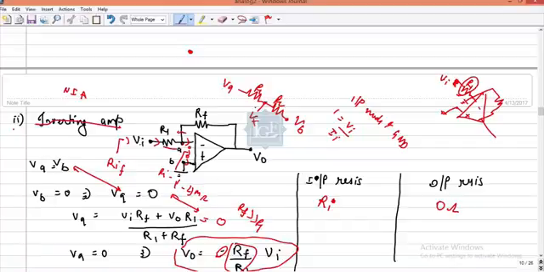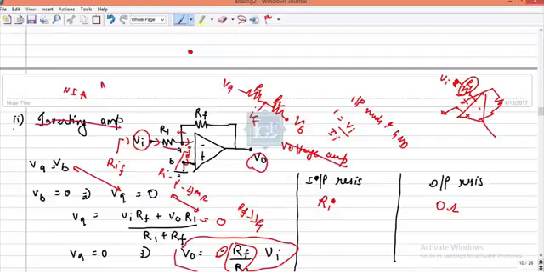Again, one more thing. What you are putting as input is Vi. What you are getting as output is V0. So again, my op amp is acting as a voltage amplifier, so it is output voltage by input voltage. Now, what we want is our input resistance to be as high as possible.